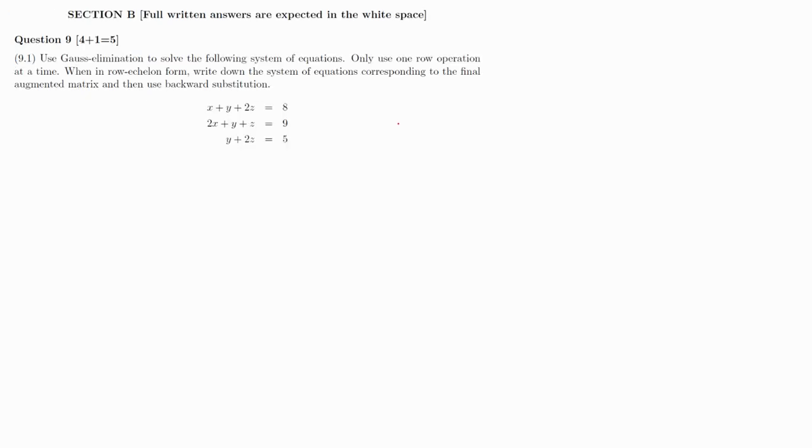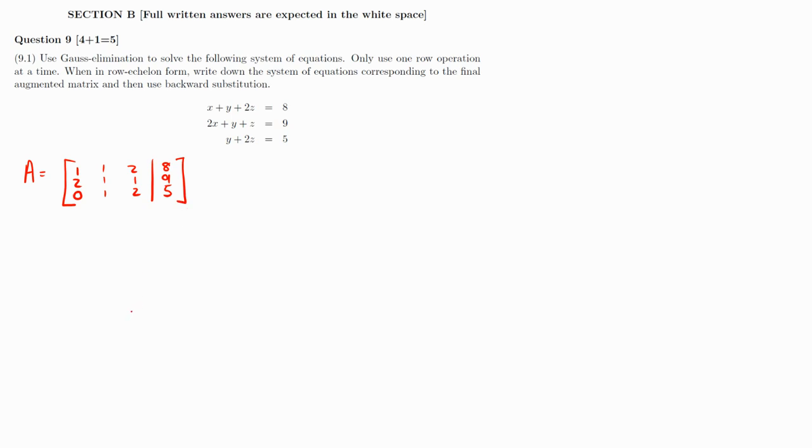Okay, now section B, question 9. Use Gauss elimination to solve the following system of equations. Only use one row operation at a time. When in row echelon form, write down the system of equations corresponding to the final augmented matrix, and then use backward substitution. So first of all, let's write this in matrix form. It'll be 1, 2, 0, 1, 1, 1, and then 2, 1, 2, augmented with 8, 9, 5.